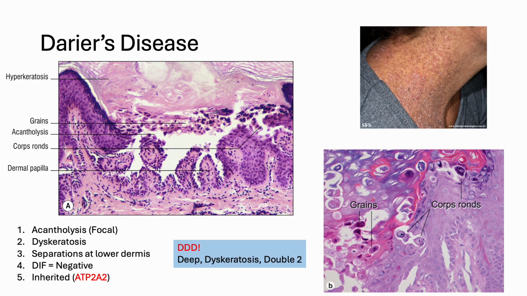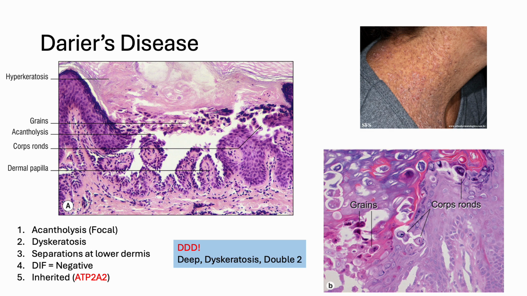Next, I will talk about those inherited disorders, mainly the disorders that can mimic the blistering disorders, including Darier disease, Hailey-Hailey disease, as well as Grover's disease. The first disorder is Darier disease. It has another name, Darier-White disease, or keratosis follicularis.